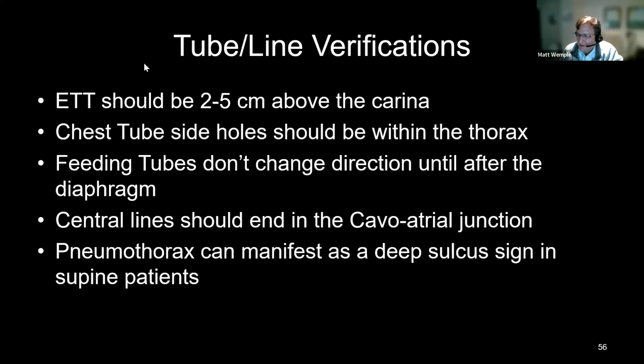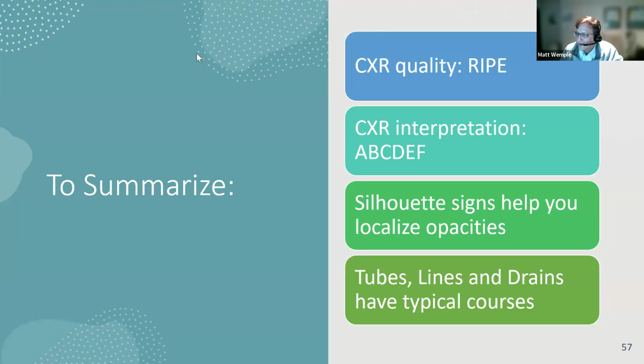Okay, so tube line verifications, just to summarize: the endotracheal tube should be 2 to 5 centimeters above the carina. The chest tube side hole should be within the thorax, or the sentinel ports. Feeding tubes don't change direction until after the diaphragm. The central line should end at the cavoatrial junction. Pneumothorax can manifest as a deep sulcus sign in supine patients. And that's pretty much it.